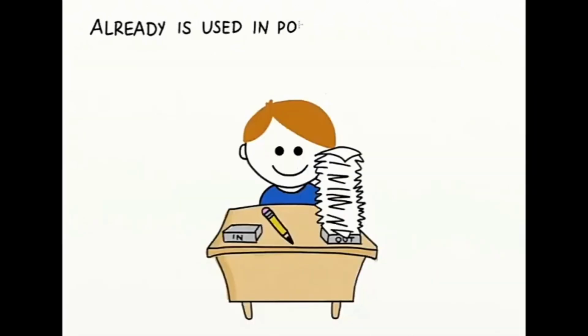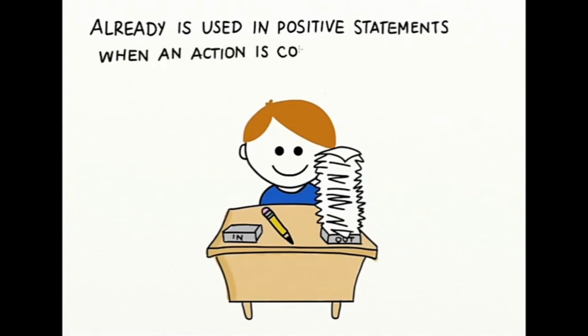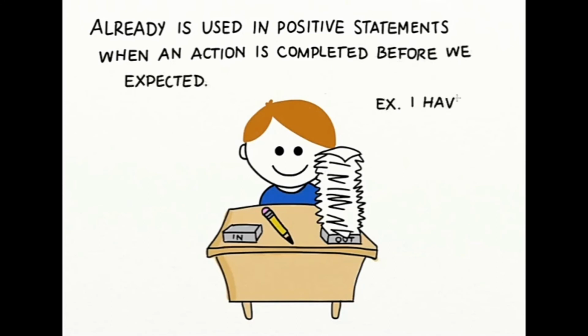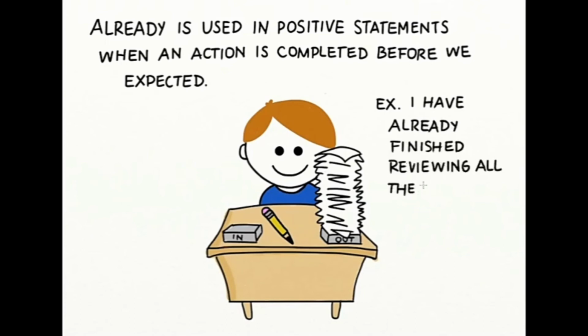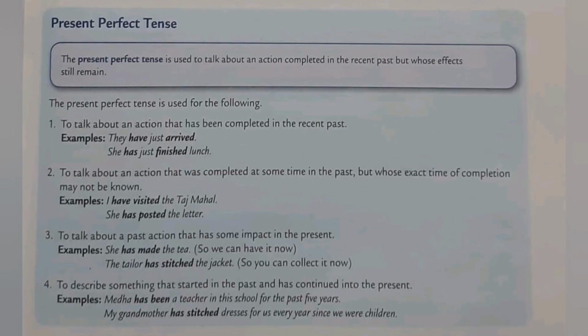Already is used in positive statements, like I have already completed my work, or when the action is completed before we expected. For example, I have already finished reviewing all the documents. Here have already finished shows the present perfect tense. What is the present perfect tense basically? It is basically an action which has started in the past and has now ended in the present. I hope this is clear.